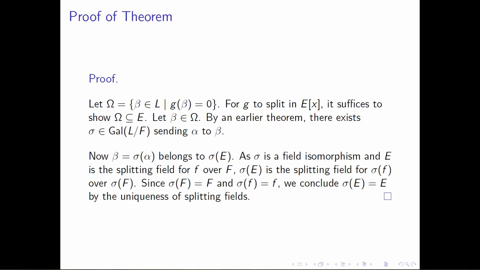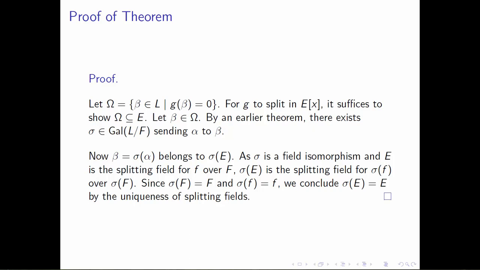Now what we want to do is use that sigma is really a field automorphism. So beta is sigma of alpha, that's how we've picked sigma, and it's going to belong to the field sigma of E, whatever field that may be. As sigma is a field isomorphism, and E is the splitting field for little f over F, all of those properties are going to be carried over to the image of E, sigma of E. That is, sigma of E ought to be the splitting field for sigma of little f over sigma of capital F.